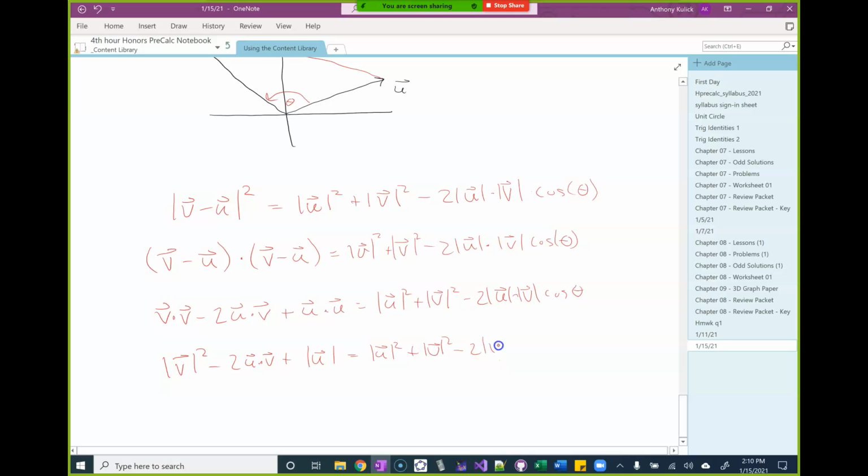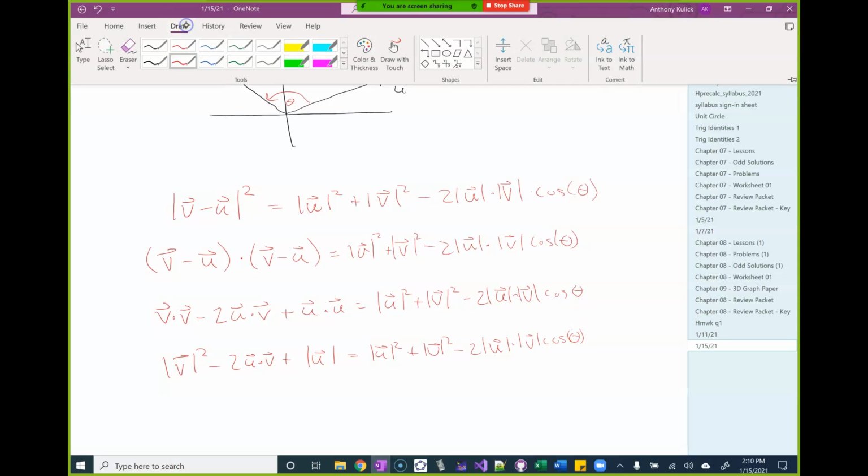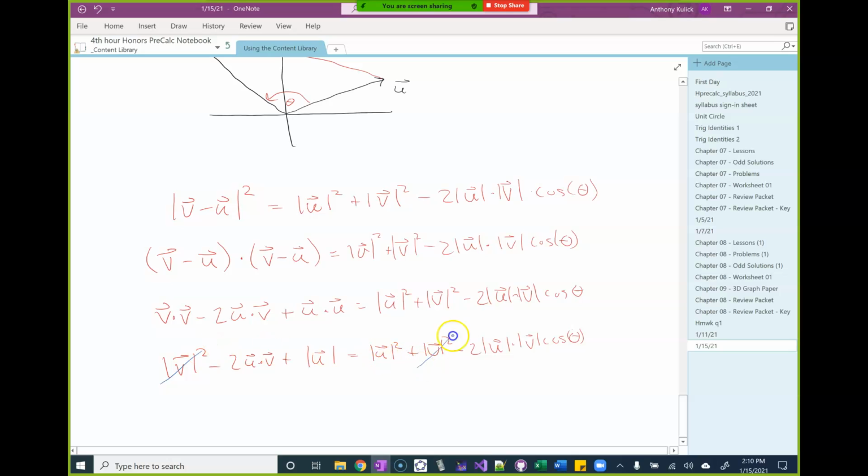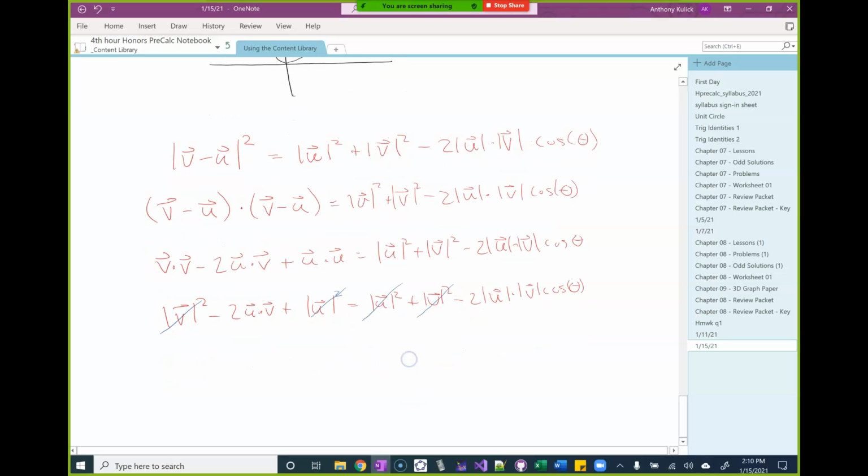So if I subtract, oops, I forgot the squared on that. Those from both sides, all that stuff just drops out of there for me, which is rad. And then if I divide both sides by 2 times the magnitude of U, the magnitude of V, I get that. And then if we take the cosine inverse of both sides, we're done.